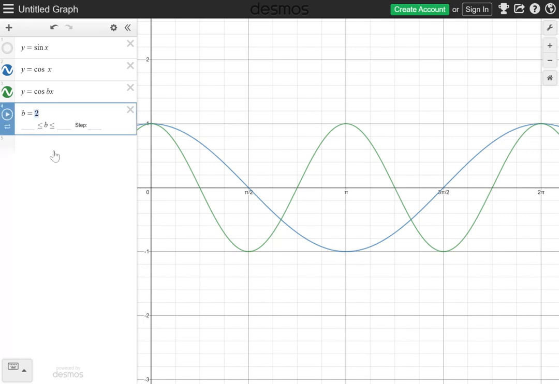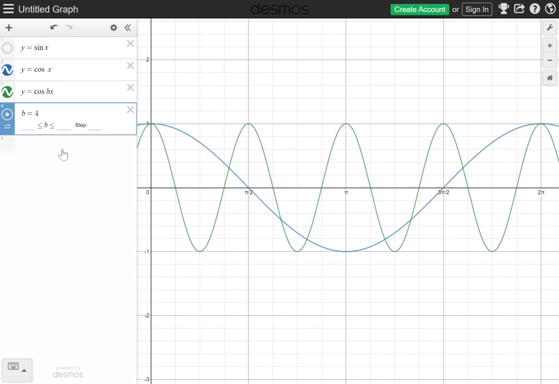So I can bring this up. Let's say I make it 4. Now between 0 and 2 pi, I have 4 full cycles. But the important thing for you to find out is what is the period? 2 pi divided by 4. 2 over 4 simplifies to a half, so we have pi over 2. So from 0 to pi over 2, I have a full cycle for my graph.